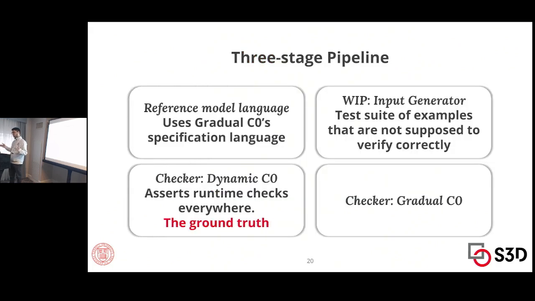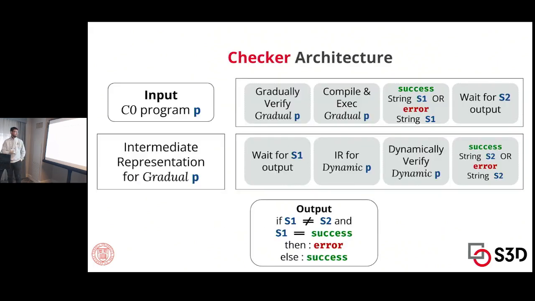This is similar to something like QuickCheck, which will attempt to generate test cases, and it'll reduce a given program to whatever method failed if there was an implementation bug, and then allow us to fix that bug. So here we have the checker architecture. It establishes Dynamic C0 as the ground truth, expecting either an error or a pass from Gradual C0. If Dynamic C0's output is a pass, they should never differ. If Dynamic C0's output is an error, Gradual C0 should also give an error.